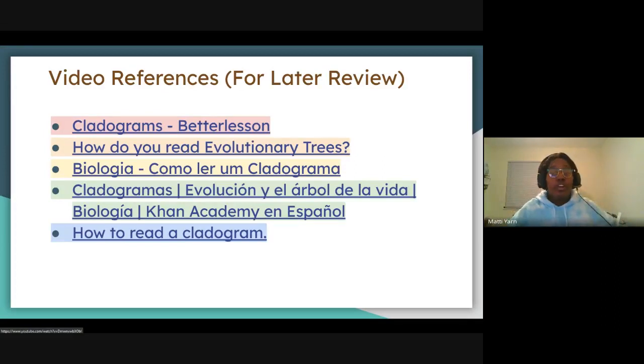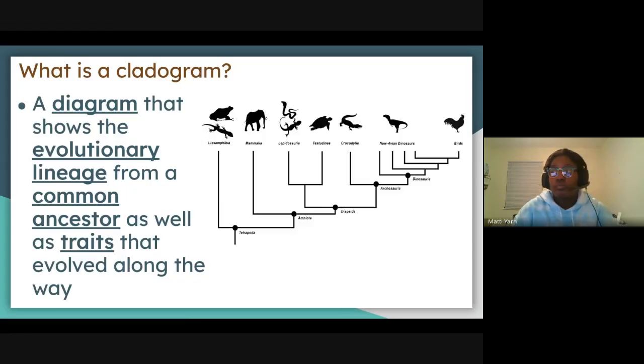So if you want to learn more about cladograms, how to read them, how to draw them, we're going to go just a little bit into this, not as much as we would in a normal school year, but I did want to give you some resources that you can look into if you're still confused by the end of this video, or if you just think, ooh, that's kind of cool, I want to learn more. So there's 5 different videos there. 2 are in Spanish, yellow and green here, and then the rest are in English.